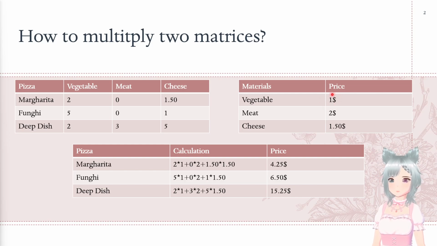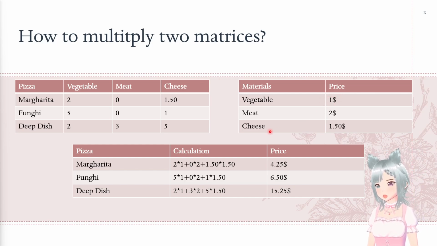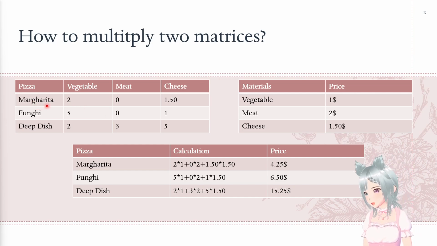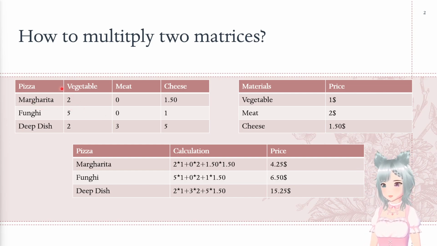And now if you want to calculate these, we need to multiply the amount of cups times what each cup costs. So for example, for the margarita pizza, we multiply 2 times 1, then 0 times 2, and 1.5 times 1.5. So that's 2 times 1, that's 2, 0 times 2, that's 0, and 1.5 times 1.5, that's 2.25. So we have $4.25 per margarita pizza we're making that we have to spend.